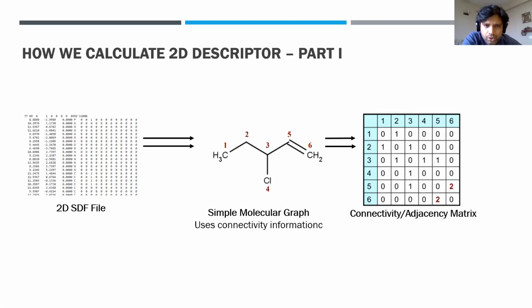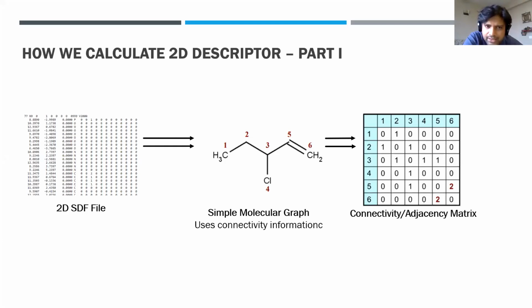Now, from the simple molecular graph, you can see that there are six atoms, 1 to 6, and that's why we can have a 6 by 6 matrix. In the matrix on the right-hand side, you can see that there are 6 columns and also 6 rows. Each column and each row is an atom. So we have 6 atoms, so 6 columns and 6 rows. How they are connected, that we put in as the values of this matrix.